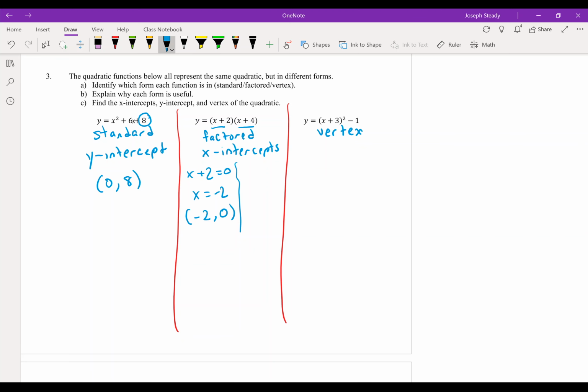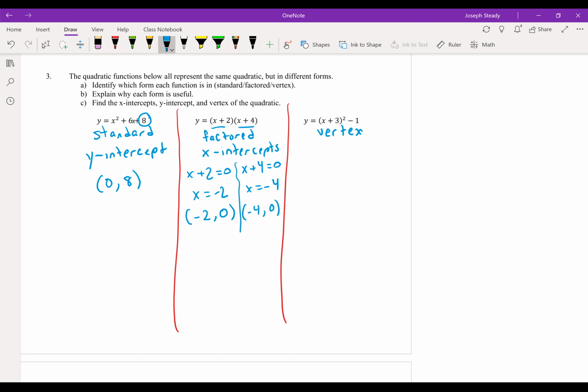The other x-intercept is just, well, what makes the other factor equal 0. In this case, if I plug in -4, I would get out 0, which means that my other x-intercept is (-4, 0).